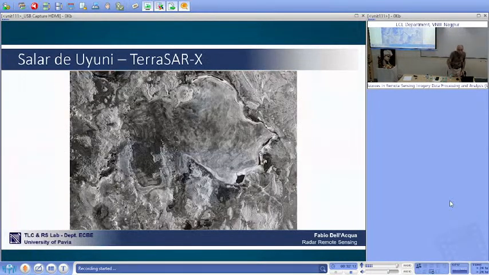If I switch to radar data, I'm looking at a very different aspect of the same thing. It's still salt, but look here, it's salt and it's salt, but the response is very different. Why is the response different?